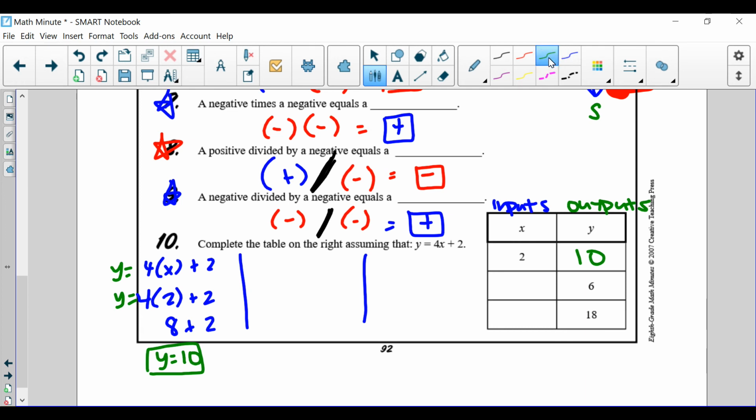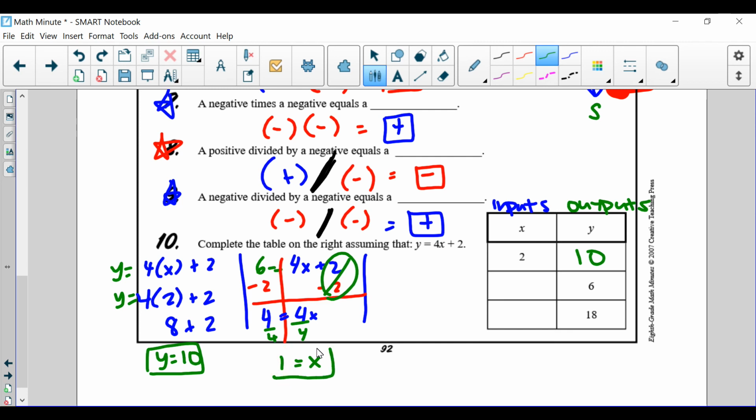Well, this time I know y is equal to 6. And then this is what we have as our equation, 4x plus 2. So what I'm going to do here is I'm going to split this equation. I'm going to notice that I can subtract 2 from both sides here. When you subtract 2 from both sides, you're going to notice the 2 and the 2 go out. So then we have 6 minus 2, which is 4. 4x is here. Then we're going to go ahead and divide by 4. We get x is equal to 1.